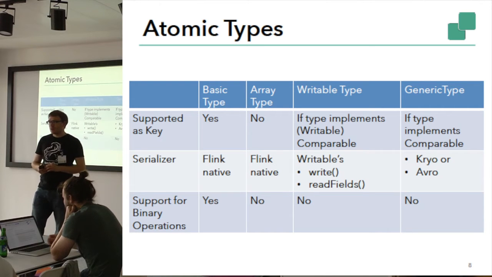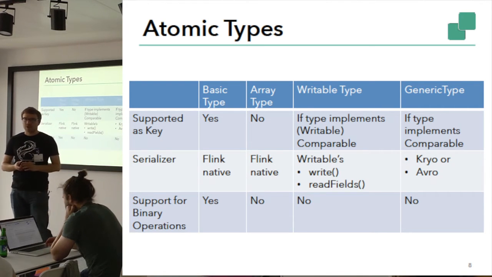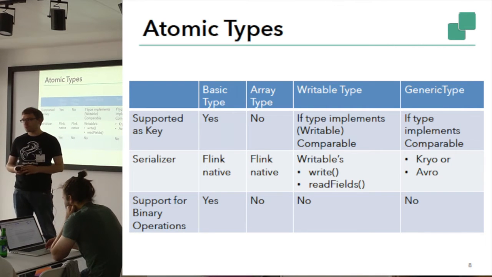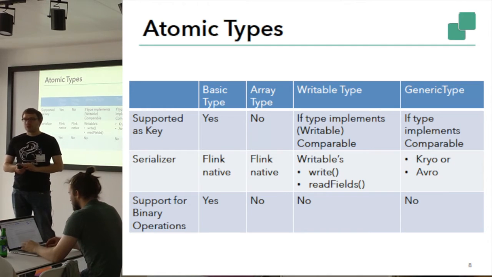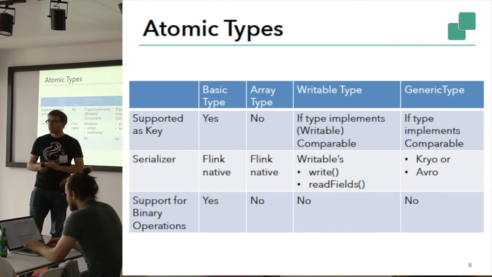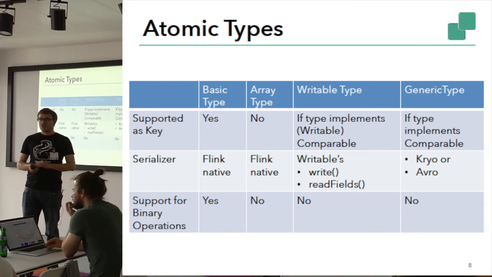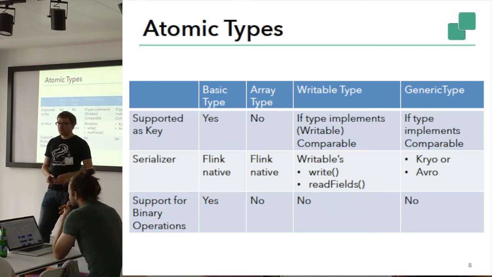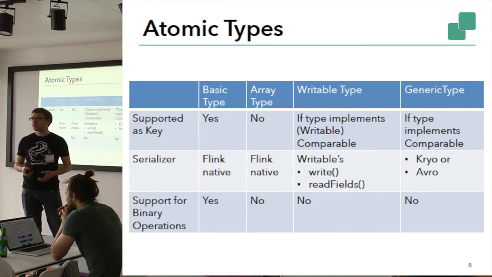For writable types, these can be used if they implement the comparable interface. It's similar to Hadoop. The key data type, whatever you use as a key in a Hadoop MapReduce program, needs to implement the WritableComparable interface. For serialization of writable types, we just hand over to the serialization methods of the data type itself. So if you have a writable type, you also need to specify a write method and a readFields method, which basically do the serialization. We just use this code then.